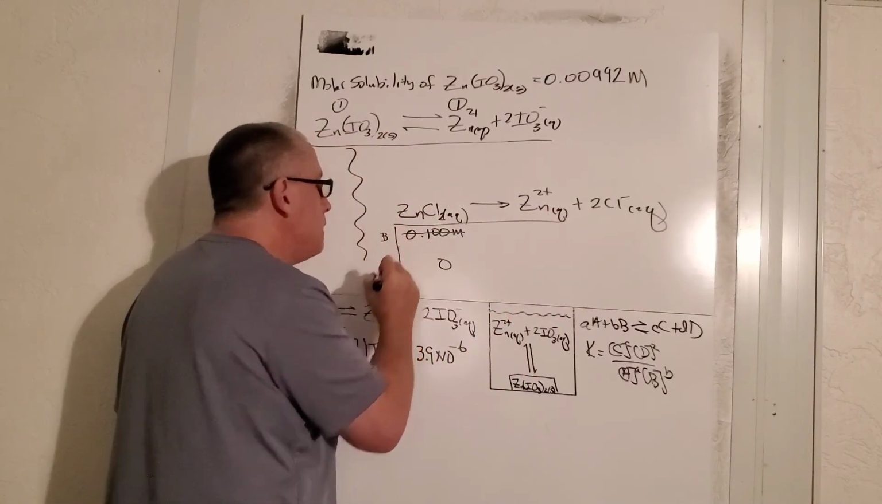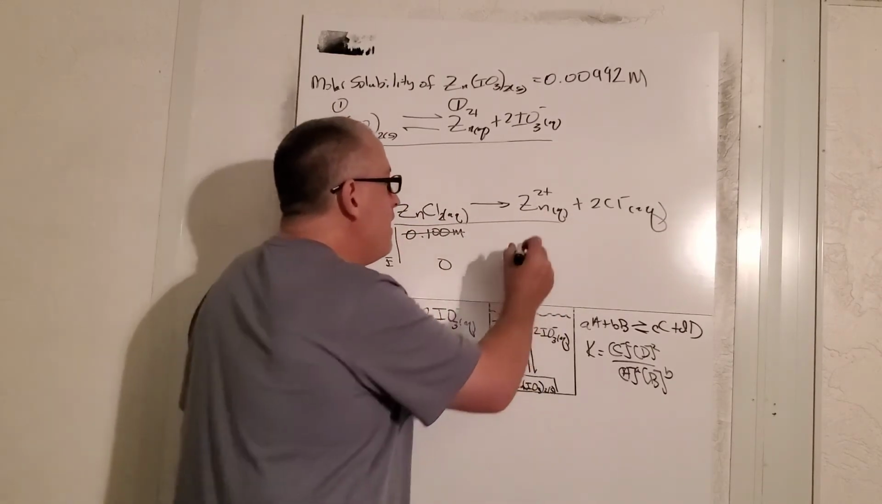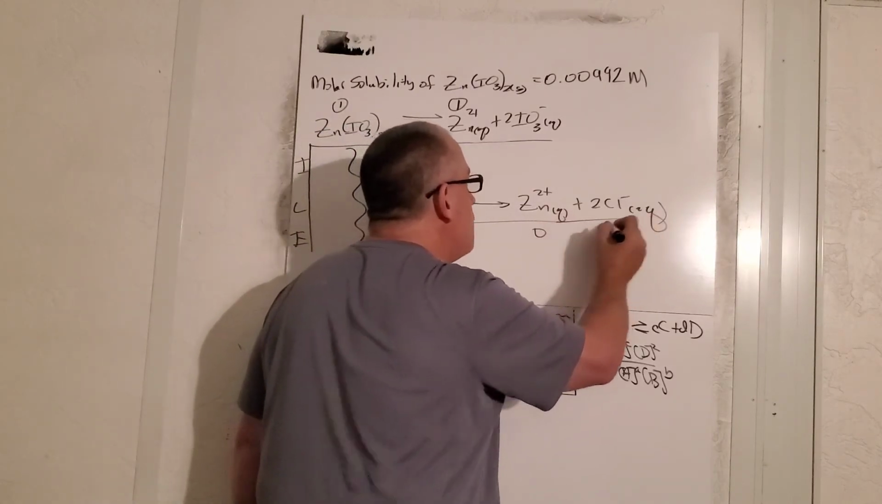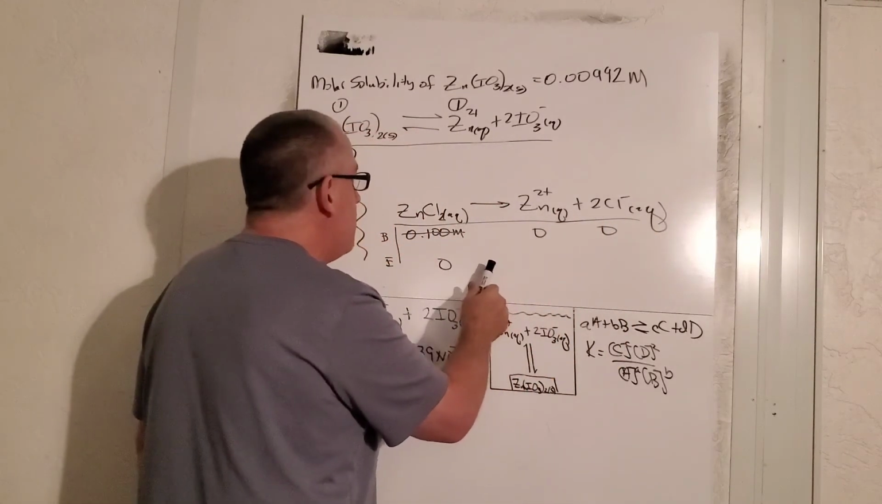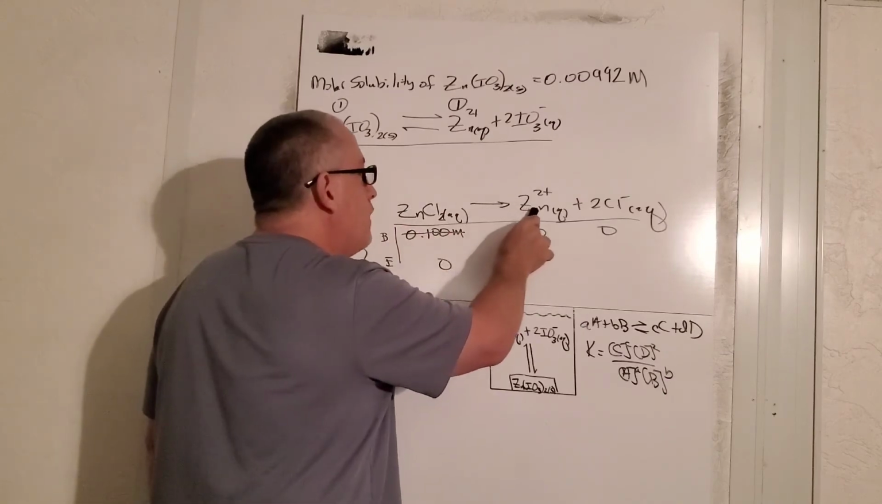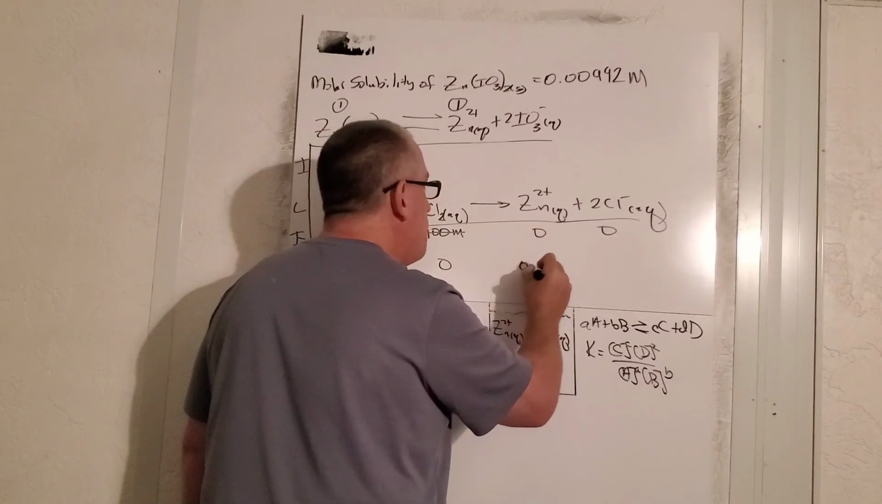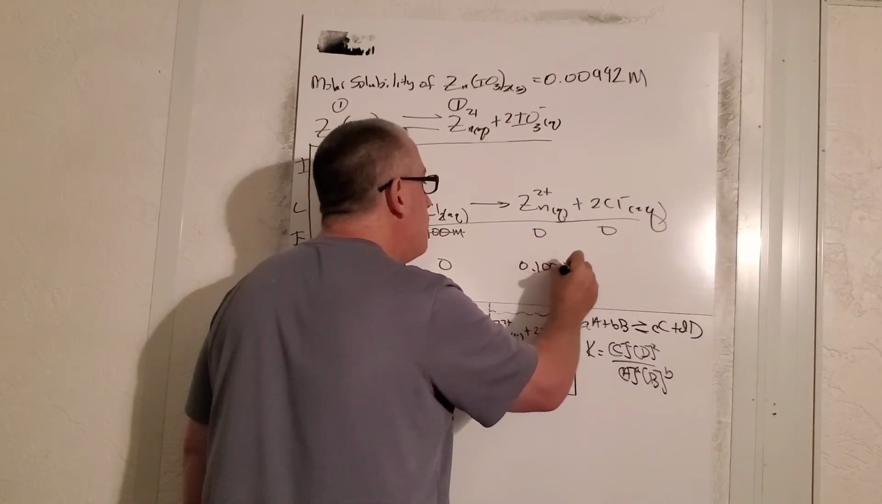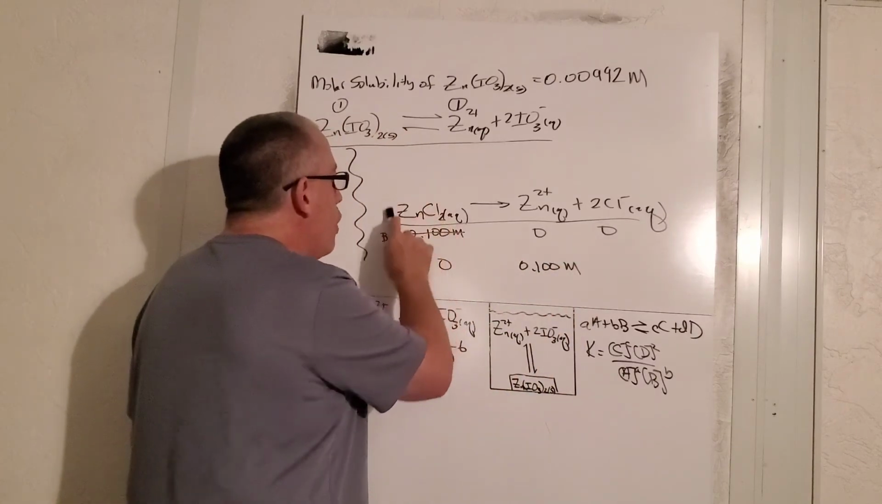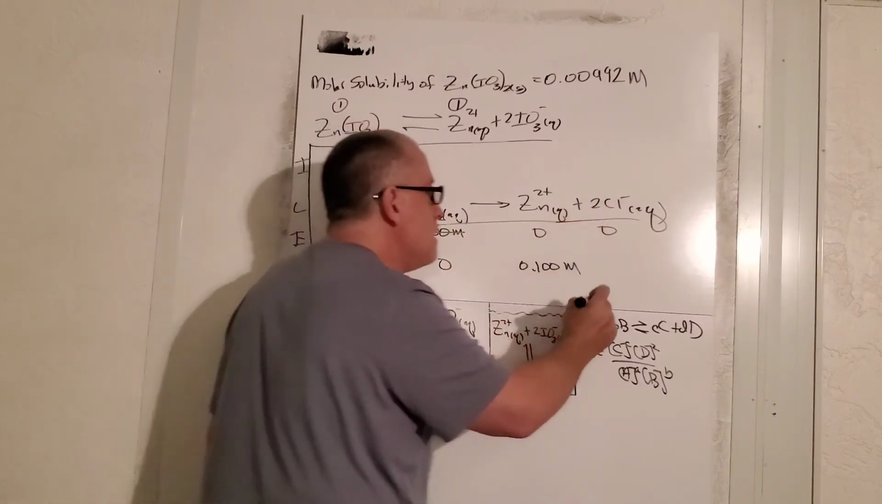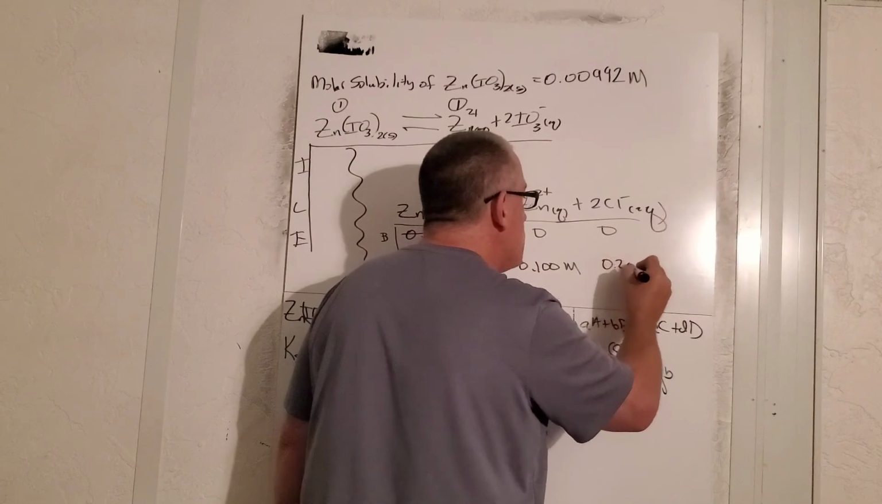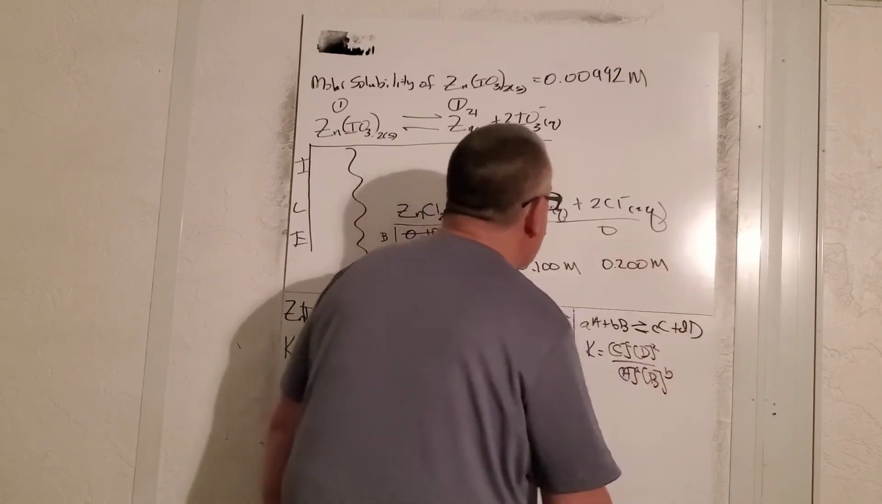Beginning and end. I'm going to have none of this to start with and none of that to start with. But when I'm done, for every one of these, I get one of these. So it'll be 0.1 molar. And for every one of these, I get two of these. So this will be 0.2 molar.